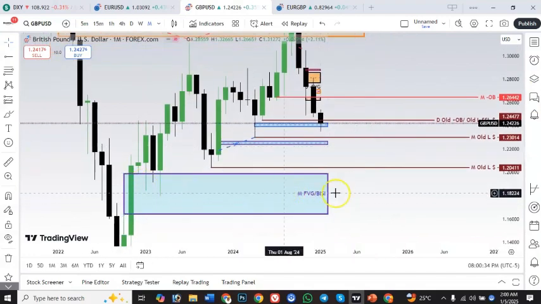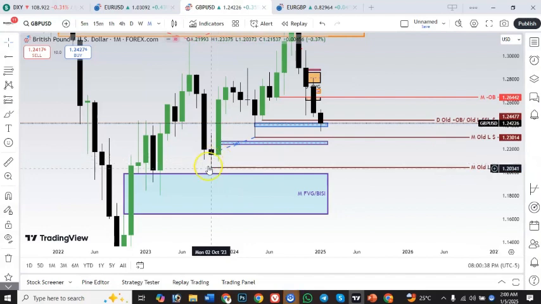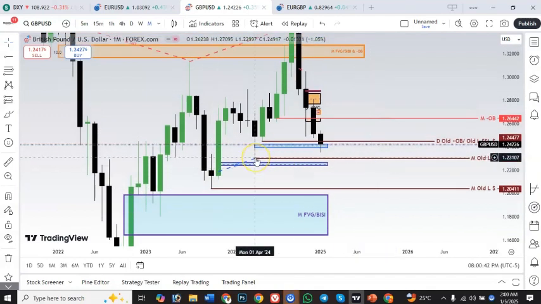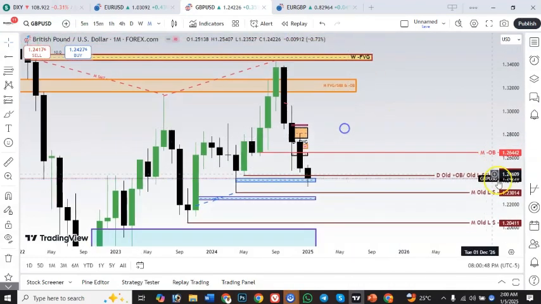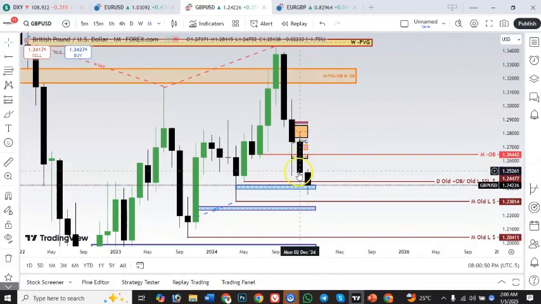Then we have a monthly fair value gap here. We have the monthly old low, which is sell side. This low right here is sell side liquidity. Then this is another sell side liquidity right here. This low, they are working towards them, right? So this is what I have here on GU for the monthly chart.